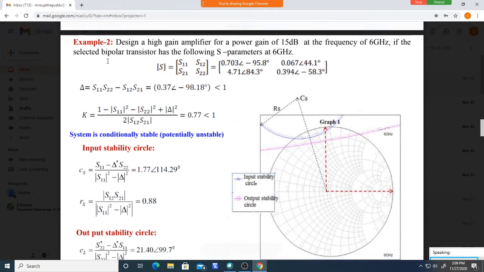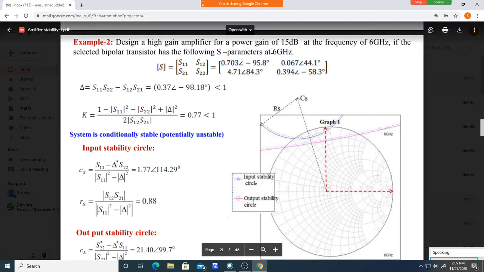This is the problem. Design a high gain amplifier for a power gain of 15 dB at the frequency of 6 gigahertz, if the selected bipolar transistor has the following S parameters at 6 gigahertz. This is the given problem. It is operating at 6 gigahertz. Again, we need a 15 dB gain only. High gain amplifier, 15 dB gain we needed. But it should operate at 6 gigahertz. Its operating frequency must be 6 gigahertz. At that frequency only it will give 15 dB, or it may be over a bandwidth.